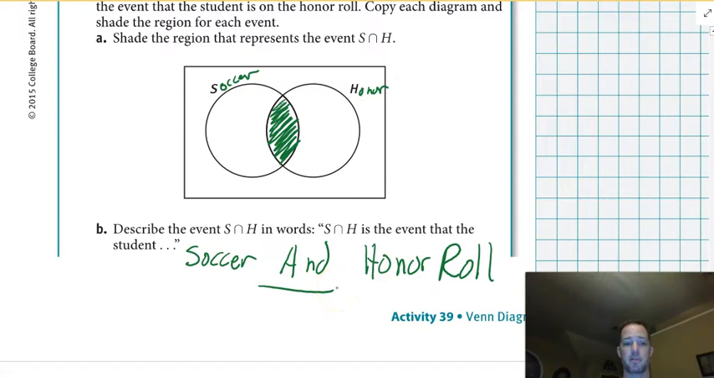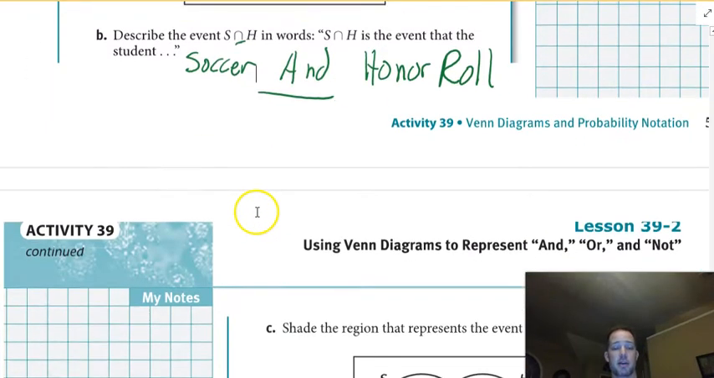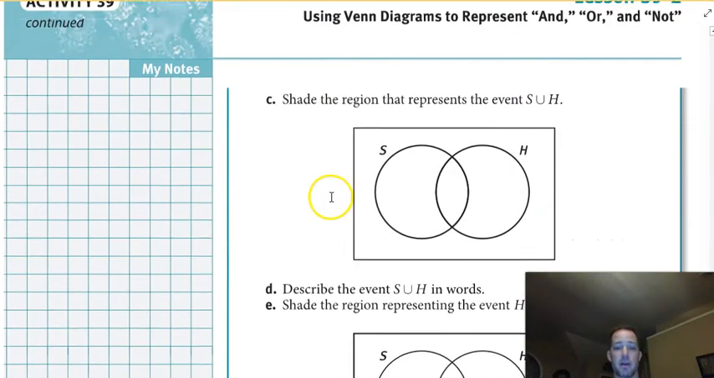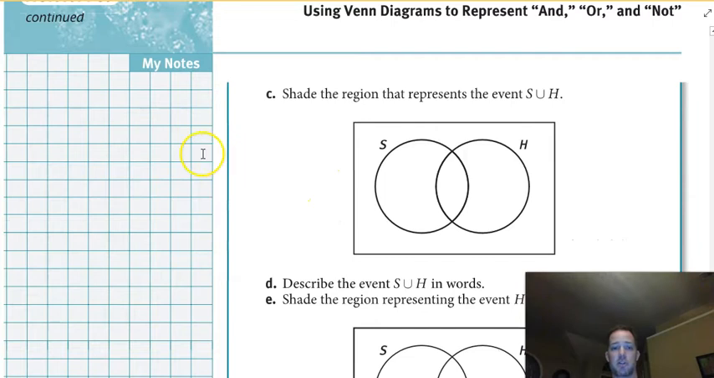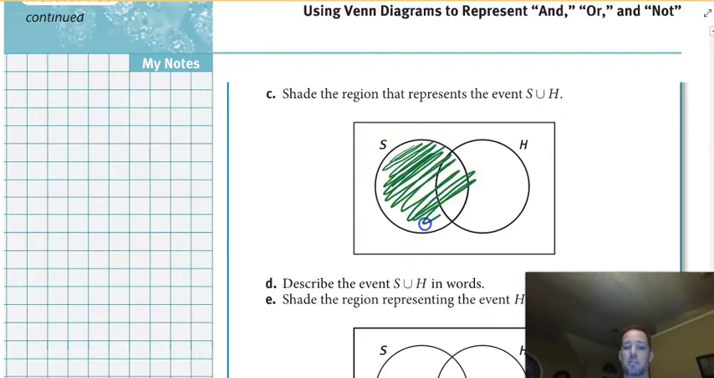So the important part is this new symbol, the intersection. In English, we would translate that to words. We would translate that to and. Let's try another one. Shade the region that represents the event S union H. We know that union goes with or. So soccer or honor roll. That would be the union of these two circles.